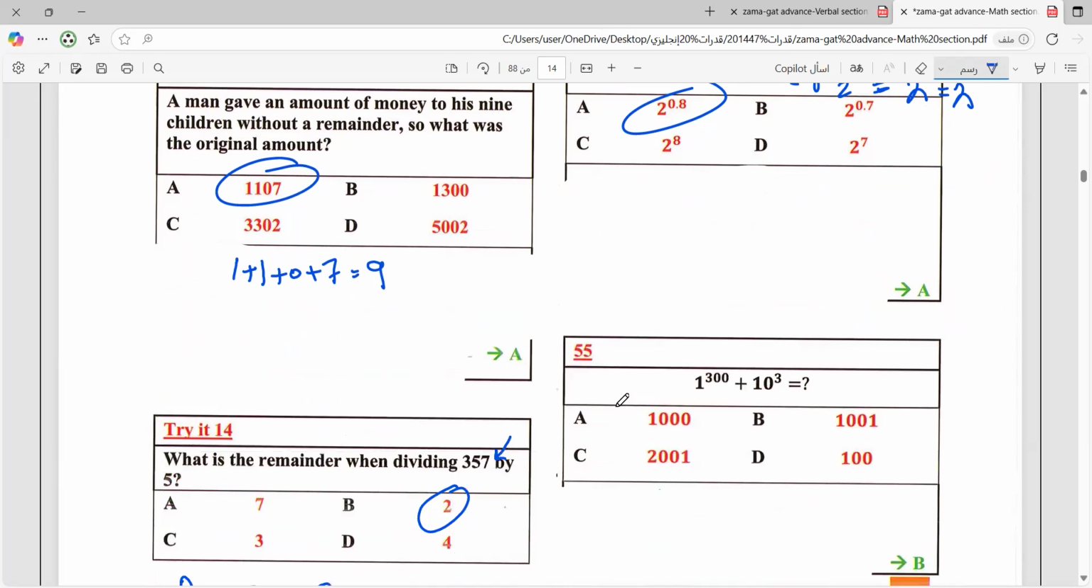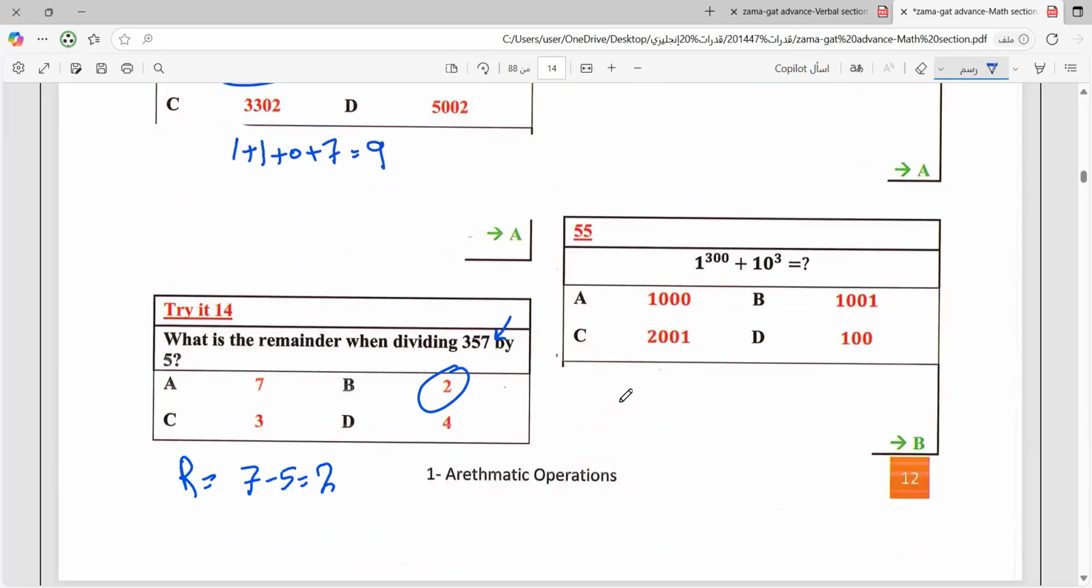Okay, last one. I think it's easy for you. What is it? Go ahead, Hassan. 1 to the power 3021, and then 10 to the power would be 100, so it will be 1,000. So this will be 1 and this will be 1,000, so the answer is B. 1001, it's B. Correct. Good job.